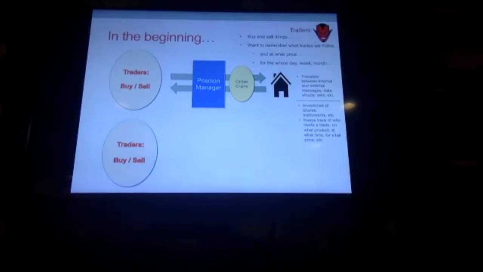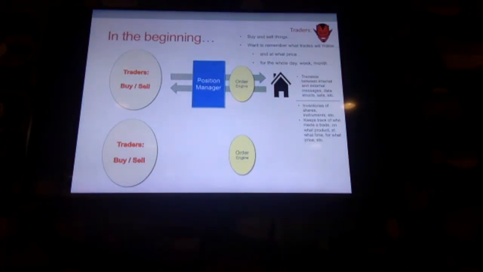And at this point, everybody's relatively happy as well, except that you get a whole other set of traders who said, hey, it's really cool if these guys can buy and sell things. We want to be able to buy and sell things as well. So we say, no problem. We've got an ordering engine. We'll just give that to you. Heck, you can use the same one.